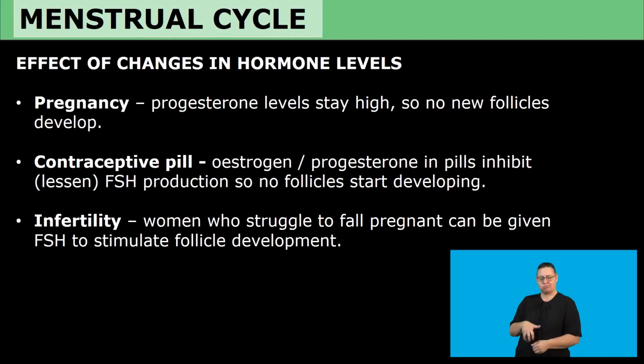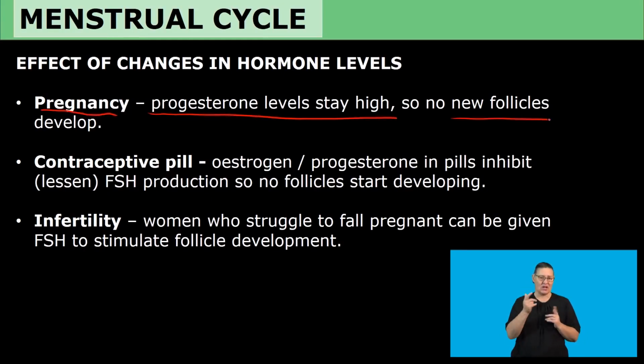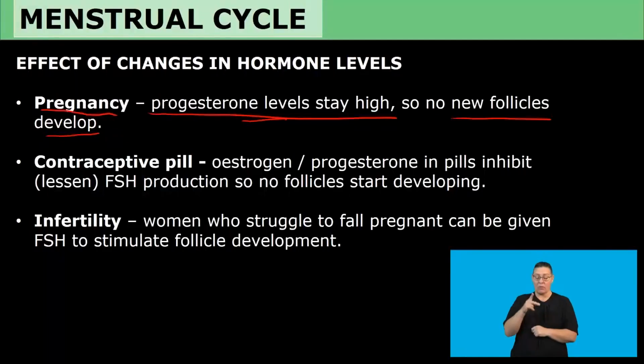Let us look at pregnancy. When a woman is pregnant, progesterone level stays high, so no new follicle develops. This relates to the negative feedback mechanism. The higher the progesterone, the lower the FSH, which influences the development of the new follicles.